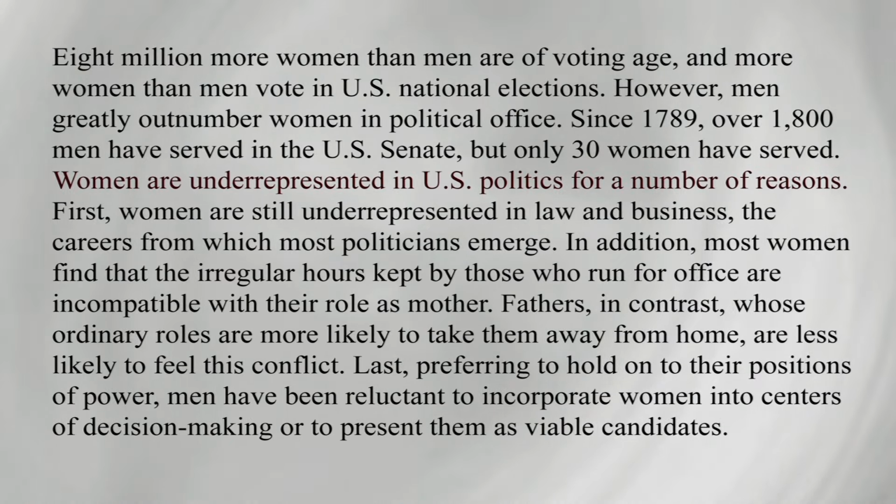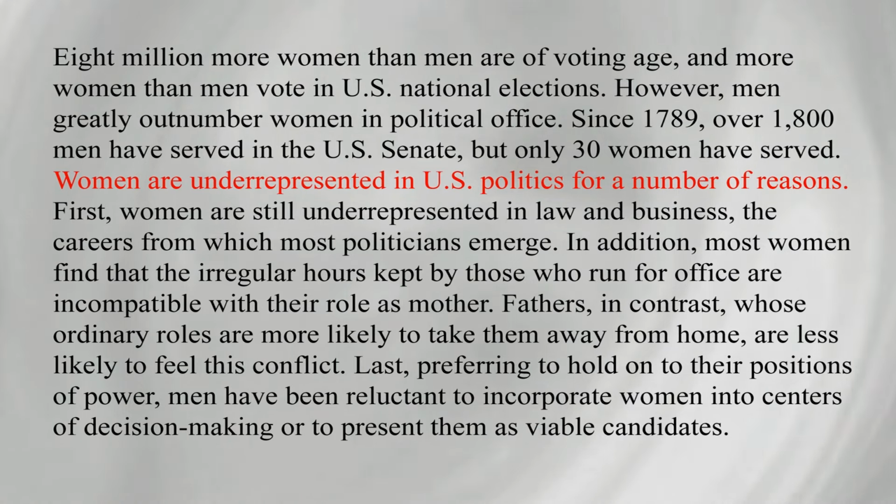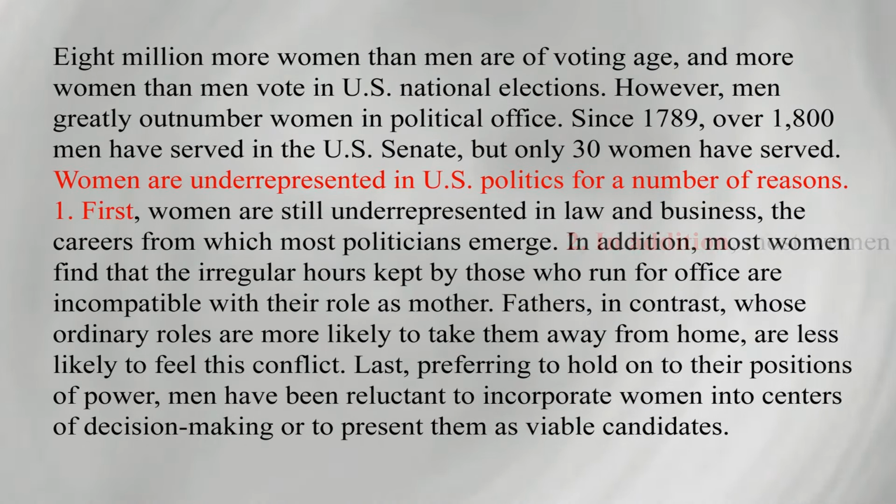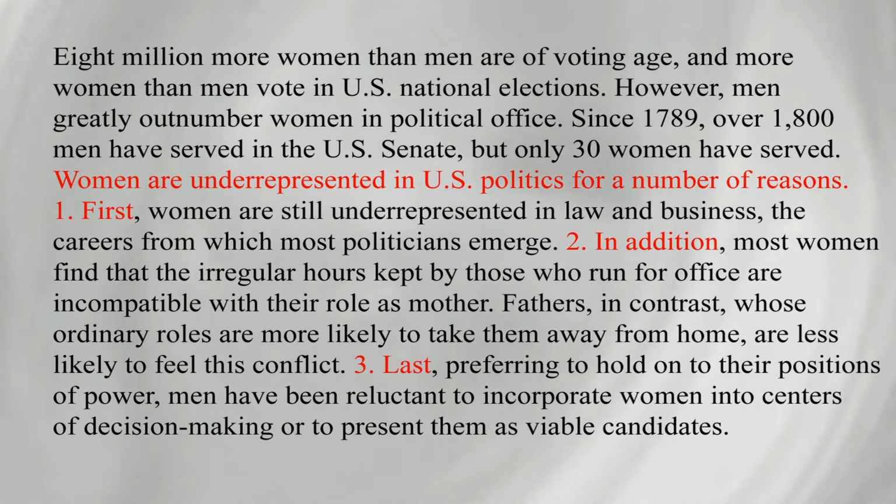The main idea is women are underrepresented in U.S. politics for a number of reasons. Take a minute to see if you can pick out the 3 reasons that are given to support this main idea. There are 3 reasons that support the main idea. Notice that each is marked by words that signal major details. These words, also known as addition words, are first, in addition, and last. Looking for addition words such as these can help you find supporting details for a main idea.